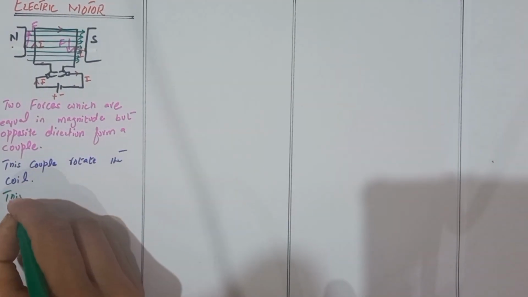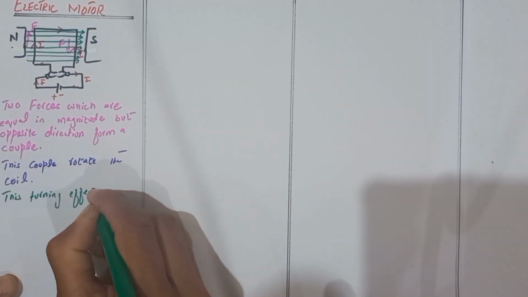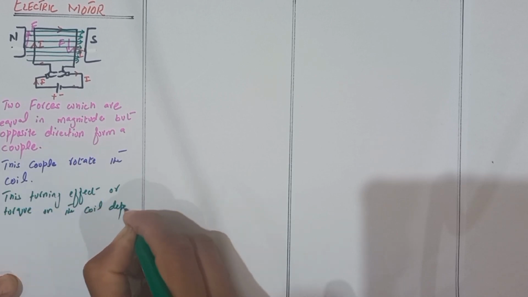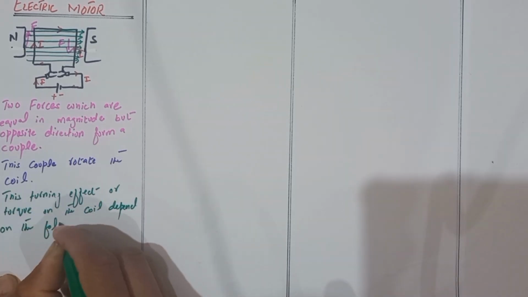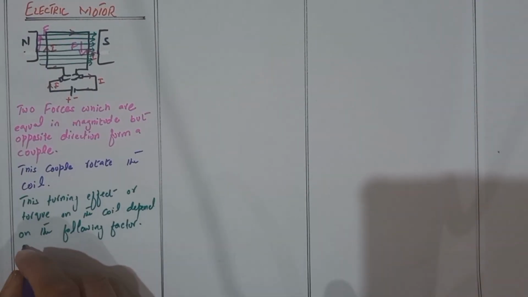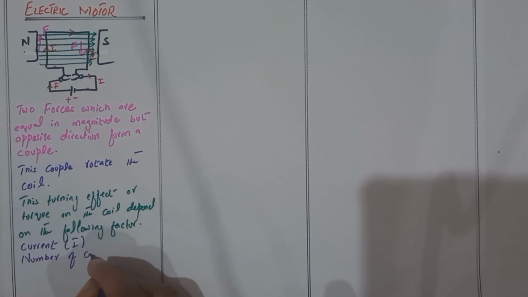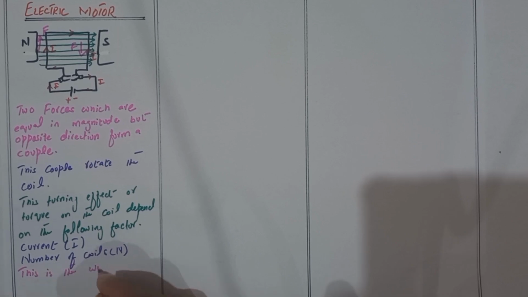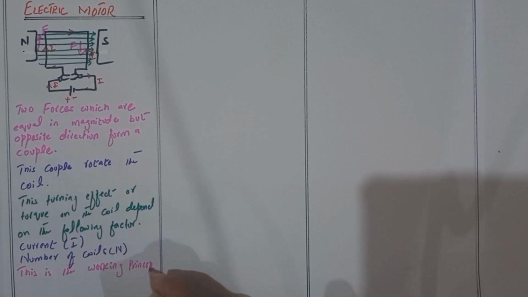This turning effect or torque on the coil depends on the following factors: current I and number of turns N. So this is the working principle of the electric motor.